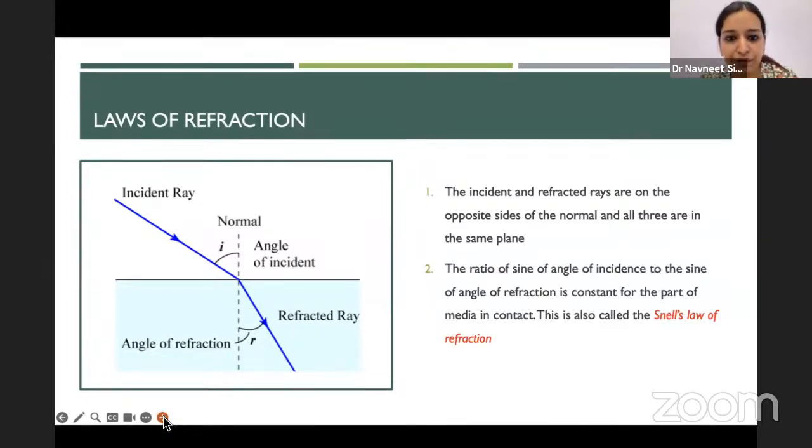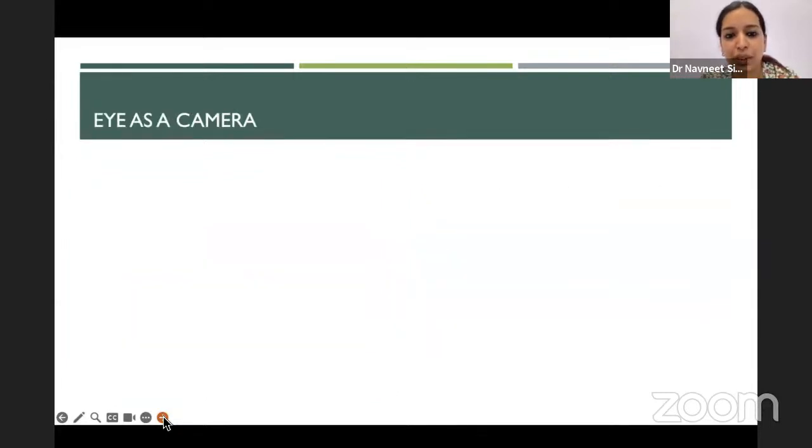The second law of refraction states that the ratio of the sine of the angle of incidence to the sine of the angle of refraction is constant for a pair of media. So, provided the refractive index is the same, the ratio of the sines of the angles of the incident and refracted rays, measured from the normal, is constant. This is called Snell's law of refraction, one of the most important laws of refraction.